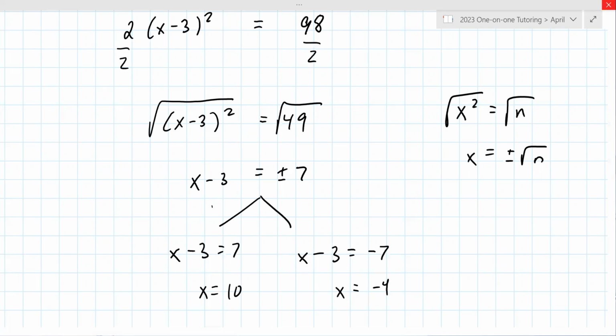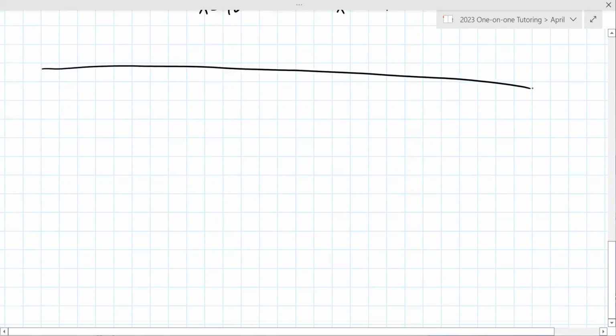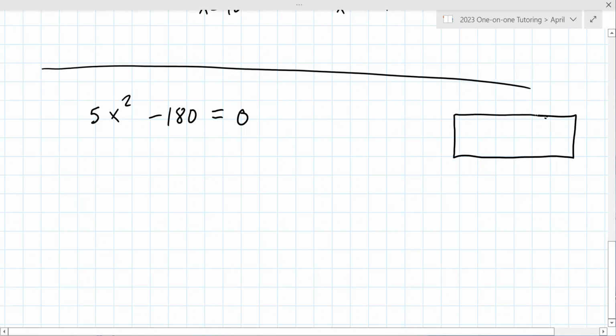Okay, let me give you another one to try here. We'll make it a little bit easier on you. I kind of went a little nuts on that one. 5x squared minus 180 equals 0. Could you solve that for me, please? Add 180 to both sides. So this time I want you to work it out as much as you can on your own and just give me the final answer. As much as you can.